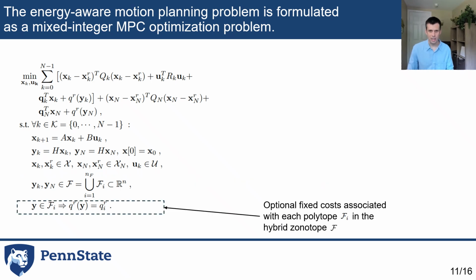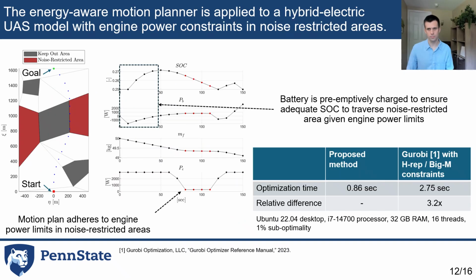And additionally, we have optional fixed costs, which are associated with being in certain regions of the map. And we could use this, for instance, to disincentivize the UAS entering certain areas.